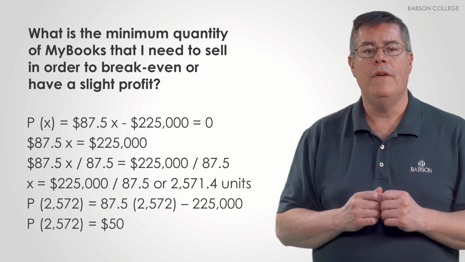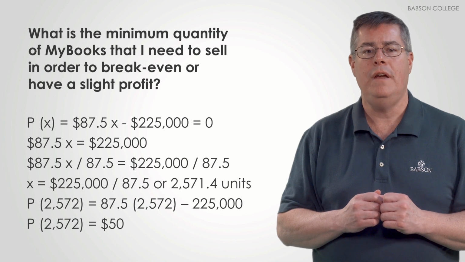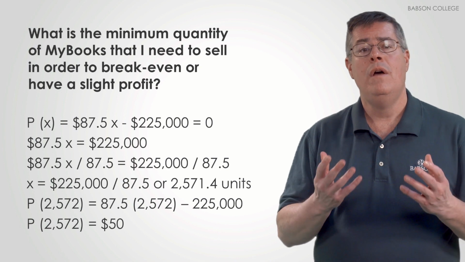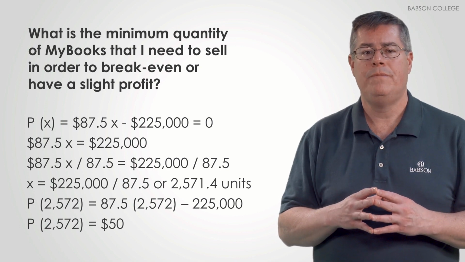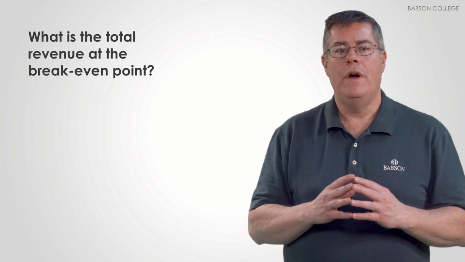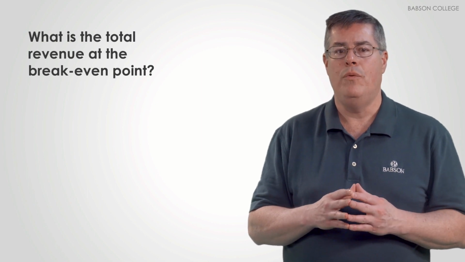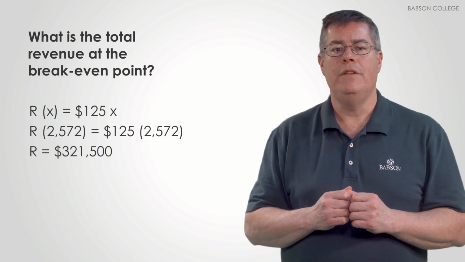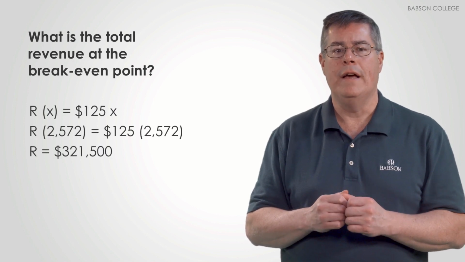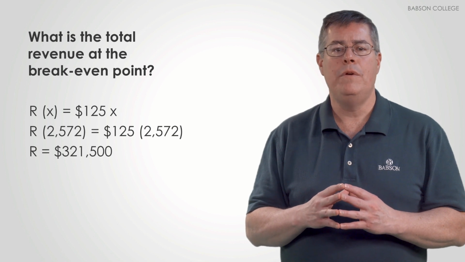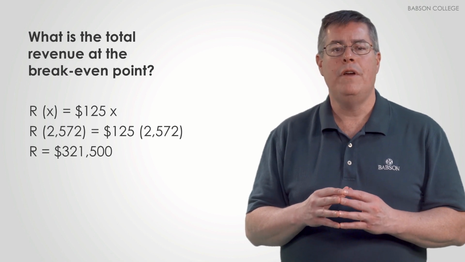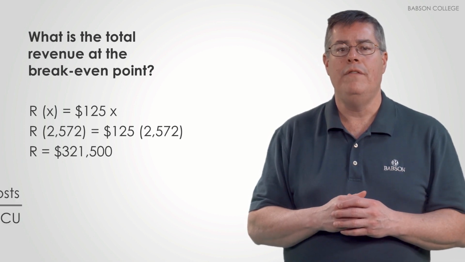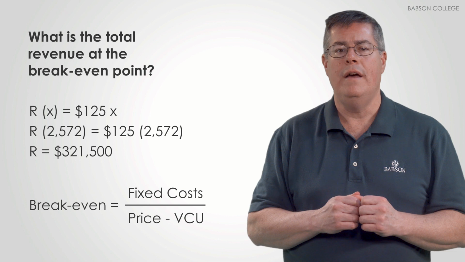We round this up to 2,572, which will give us a very small profit, as you can see here, as opposed to rounding down to 2,571, which would result in a slight loss. My final question here is, what is the total revenue at the break-even point? Here, we will go back to our revenue function and plug in 2,572 for X. As you can see, that will result in a total revenue of $321,500.